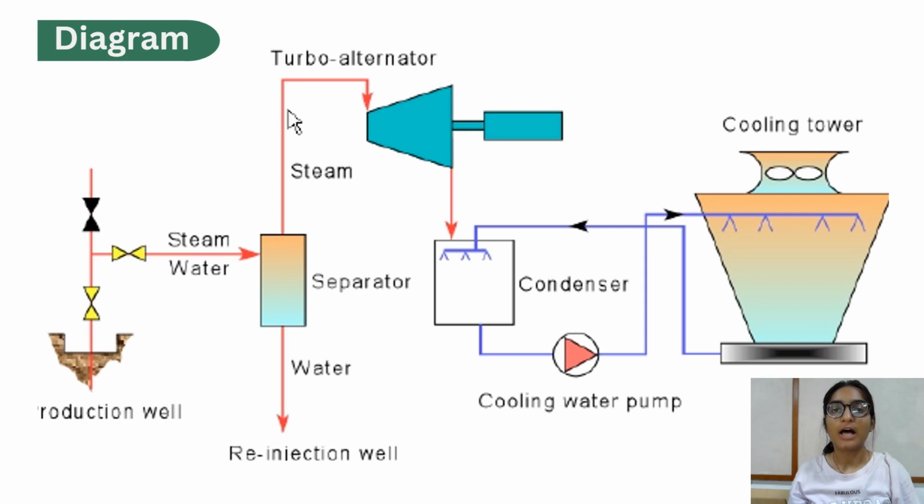This diagram shows how a geothermal power plant works. Hot fluids are brought up from deep underground using wells. These hot fluids spin a turbine which then generates electricity through a generator. After that, the steam which has been used is cooled down in a condenser and turns back into water. This water is then put back underground, completing the whole process and keeping the environment safe.